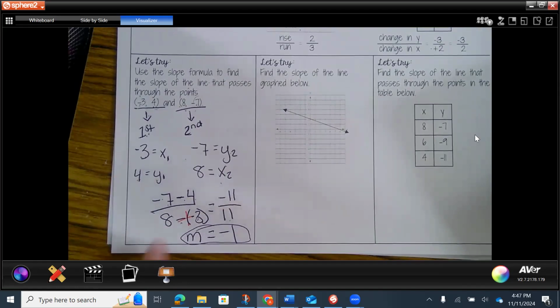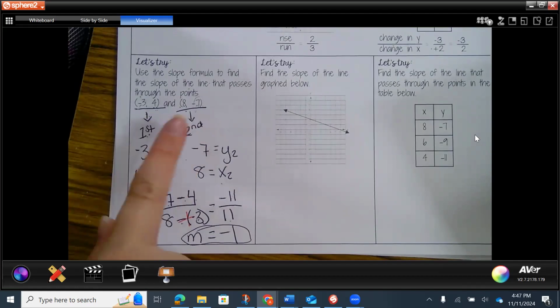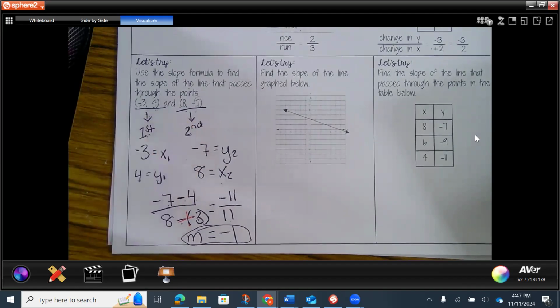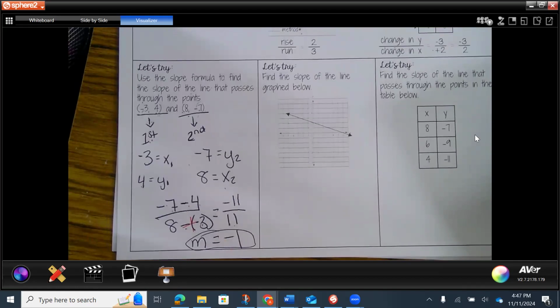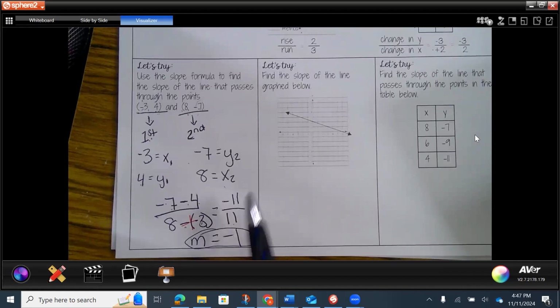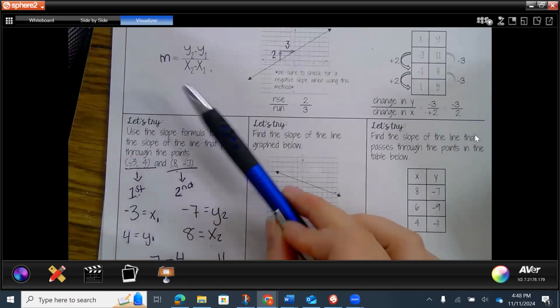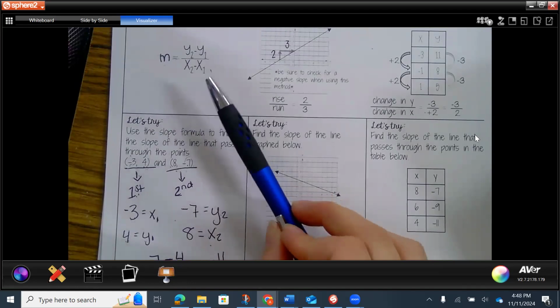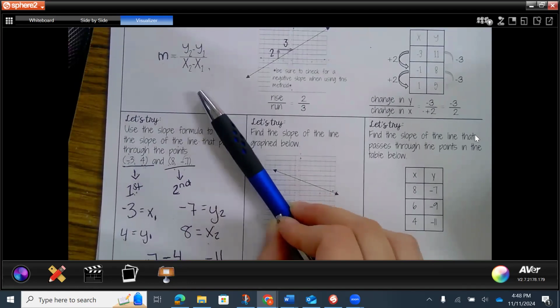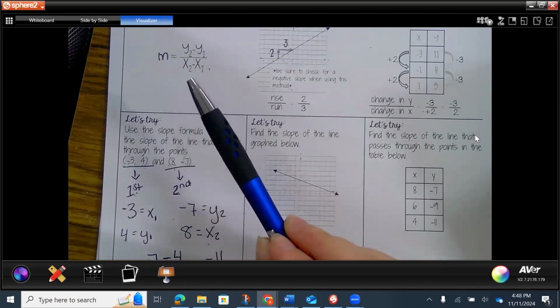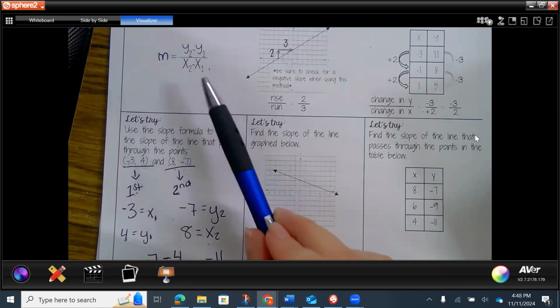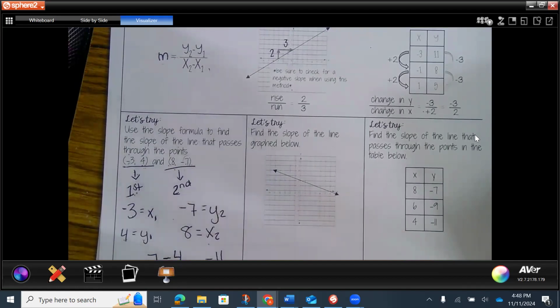So if I was to plot these 2 points on a graph and I drew a line connecting them, the slope of that line is -1. So you do not need the line on the graph to figure out the slope. There is actually a formula that we can use. This formula is not something you need to memorize. It will be given to you for all testing, MAP testing, MCAT testing, the unit test. So you do not need to memorize it.